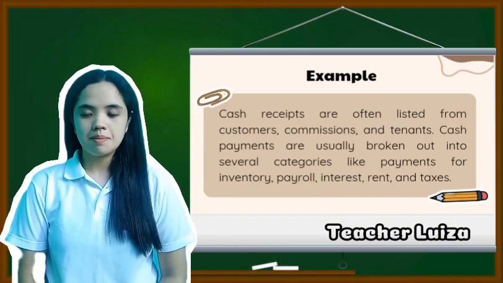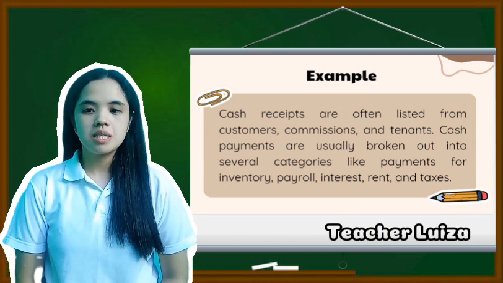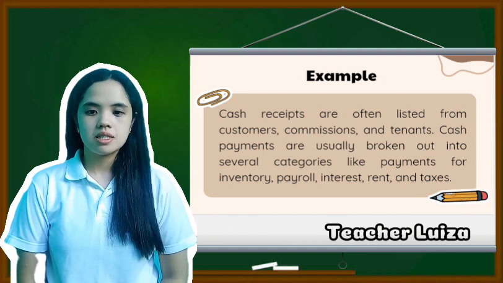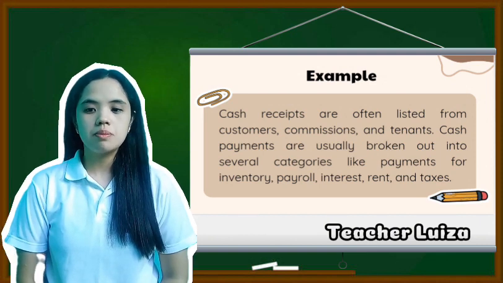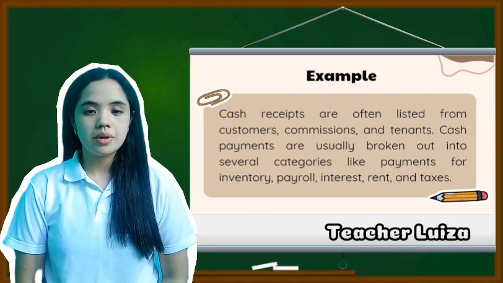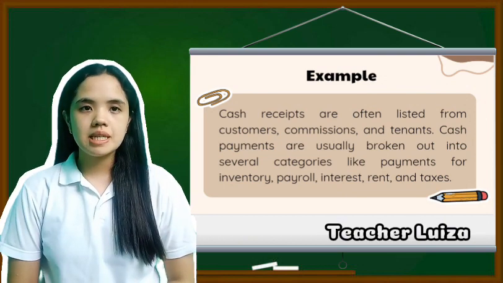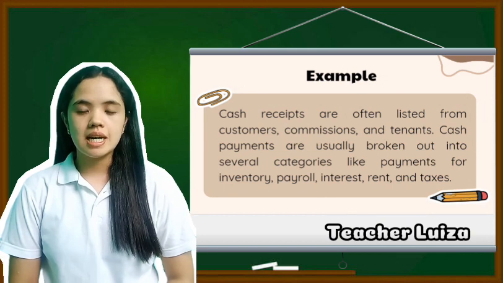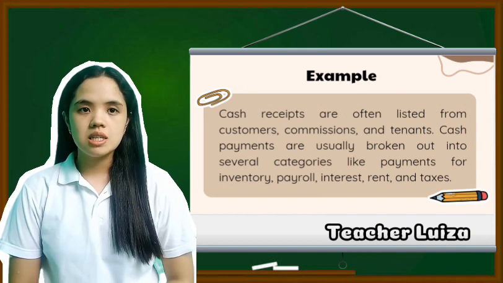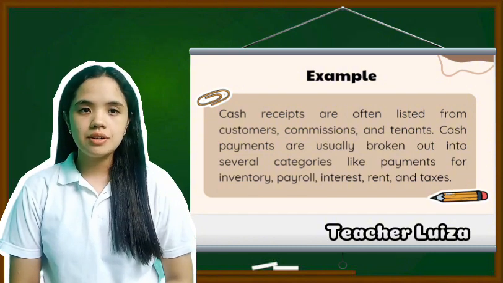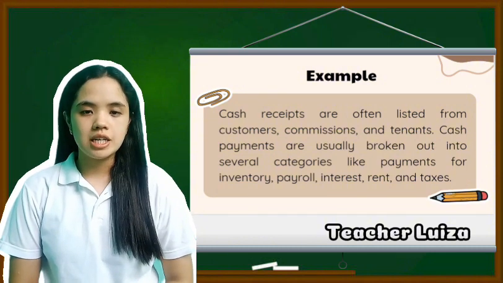Here is an example. Cash receipts are often listed from customers, commissions, and tenants. Cash payments are usually broken out into several categories like payments for inventory, payroll, interest, rent, and taxes. A direct method actually lists the major cash receipts and payments on the statement of cash flows. Categorizing these inflows and outflows can be time-consuming. They are not categorized like this on any other financial statement.